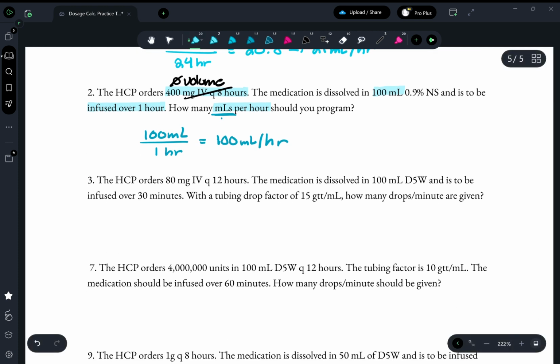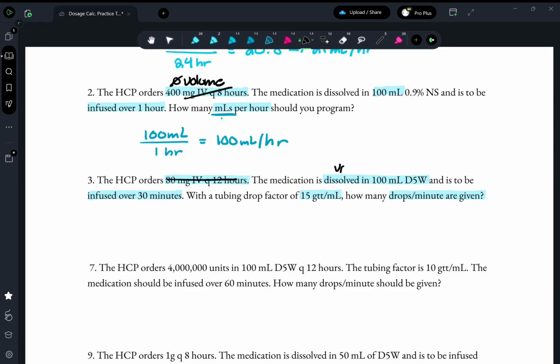Now we'll do our drop factor, and I actually really like these. I think they're fun. So if we have 800 milligrams Q12, so they're getting this medication one time on your shift. It's dissolved in 100 mLs of D5W, so that's our volume, and we want to infuse it across 30 minutes. Our drop factor, and the questions are always going to give you your drop factor, is 15 drops per mL. How many drops per minute are we going to give? So once again, we don't care about that number at all. We want our volume, our time, and our drops.